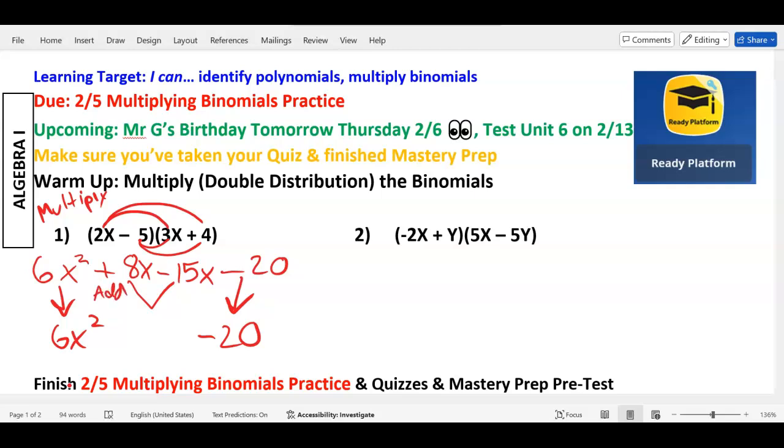So what is 8x minus 15x? 8 minus 15 is what? Desmos can help you if you're not sure. If you're unsure at all, use Desmos, okay? But 8 minus 15 is negative 7. And since those were x's, it's x. So 8 minus 15 should be negative 7x. And by the way, that's not x squared because you're not multiplying.